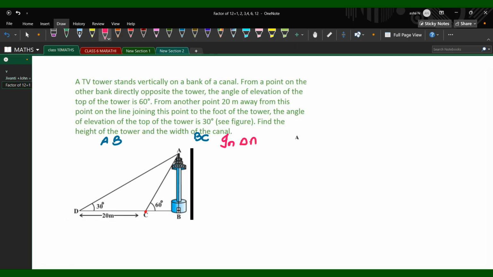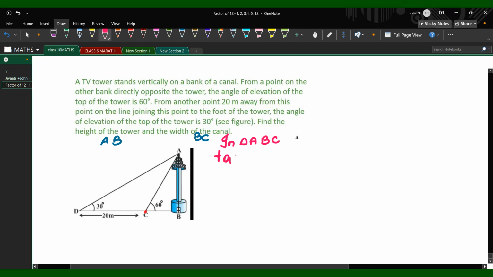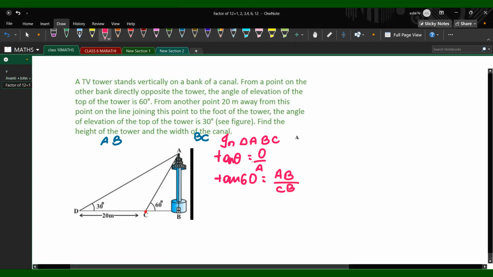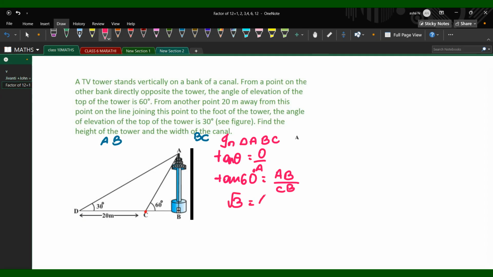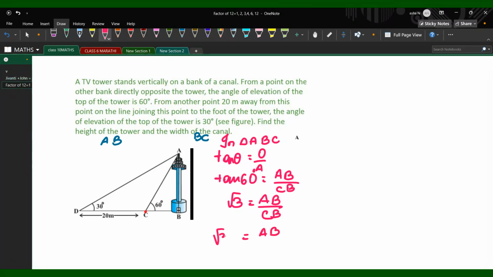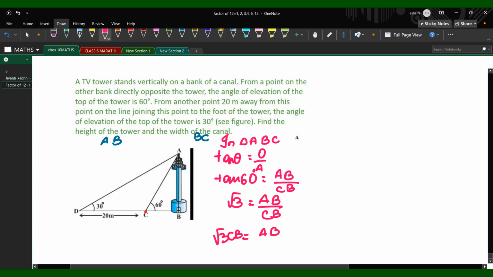In triangle ABC, tan theta, opposite upon adjacent. Which tan theta are we talking about here? Tan 60 we are talking about here. What is opposite? AB. What is adjacent? CB. Tan 60, what is the measurement of tan 60 degree? Root 3. AB we are not aware of. CB also we are not aware of. So we will leave it till here. Or one more step further, because we have to find AB, we will keep AB on one side. AB equals root 3 CB. This is the first part.